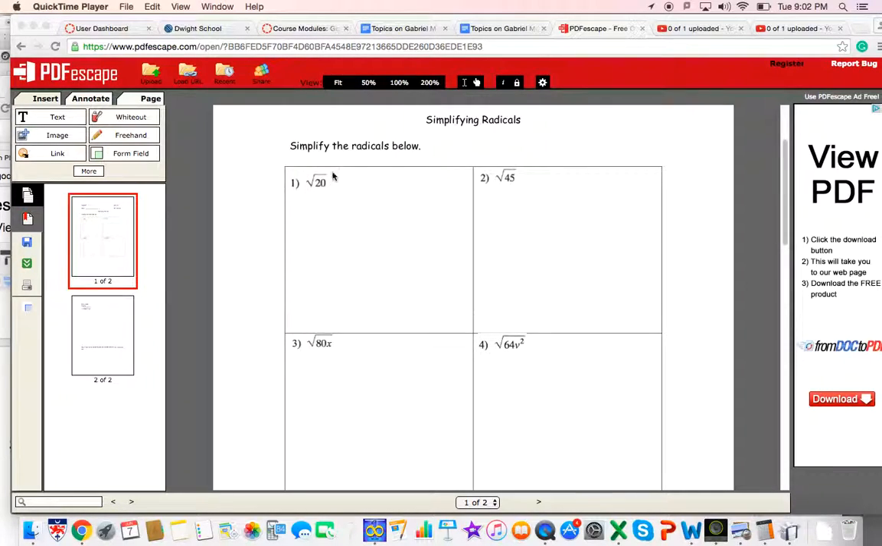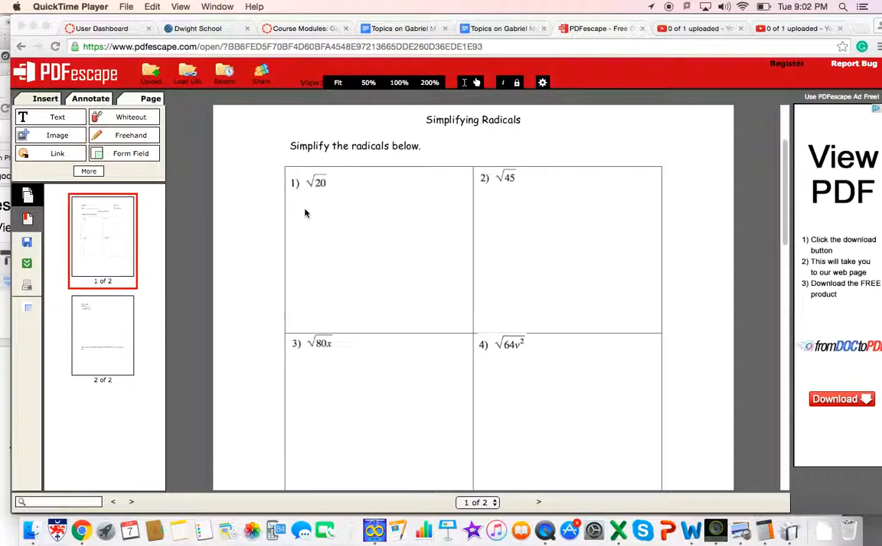All right, so we're trying to simplify the square root of 20. And in order to simplify the square root of anything, you know it's simplified when there is no factor under the radical that has a perfect root. So in this case, square root.